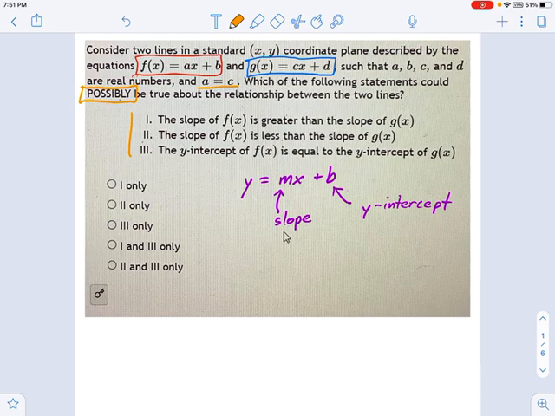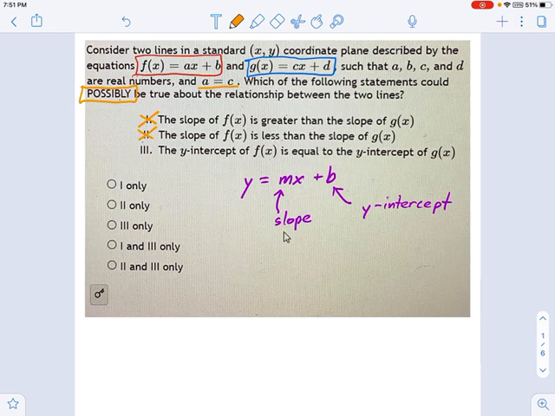So, is it possible that the slope of one of these lines is greater than the other? Well, no, I just said they're equal to each other. So, statement 1 is impossible because a equals c. And likewise, the slope of one of these lines can't be less than the other one.